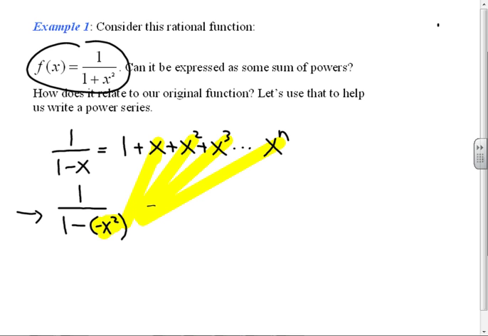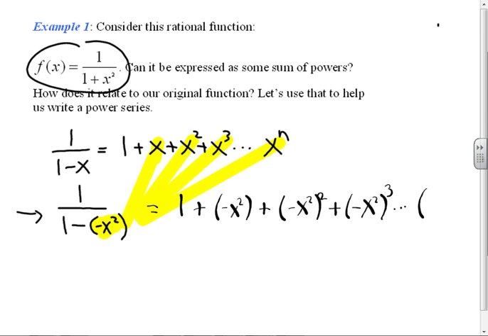So it's equal to 1 plus x, but it's not x any longer. It's what? It's minus x squared. Be careful. It has to be 1 minus something. Plus, and then it's minus x squared squared. Minus x squared cubed. And then they'll ask you for the nth term. So it's minus x squared to the n.